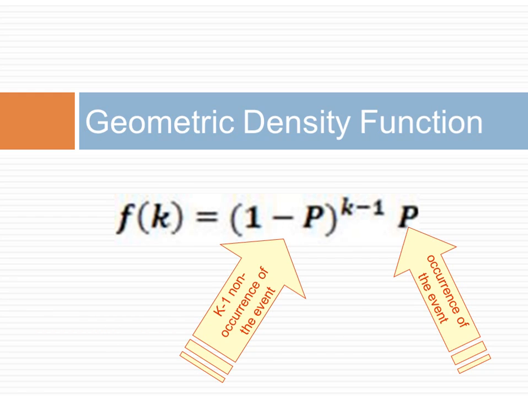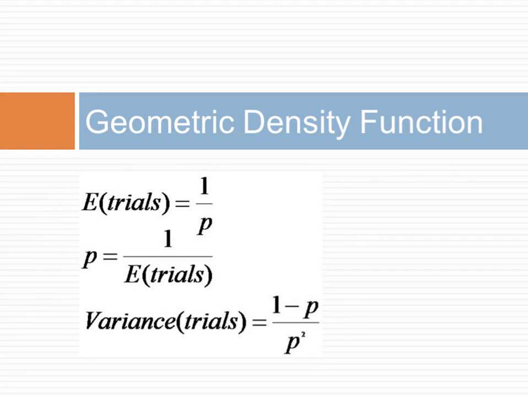If a Bernoulli event is repeated until the event occurs, then the number of trials to the occurrence of the event has a geometric distribution. The geometric density function is given by multiplying probability of one occurrence by probability of k minus 1 non-occurrence that should precede it. An interesting property of geometric probability density function is that the expected number of trials prior to the occurrence of the event is given by dividing 1 by the probability of the occurrence of the event in every trial.